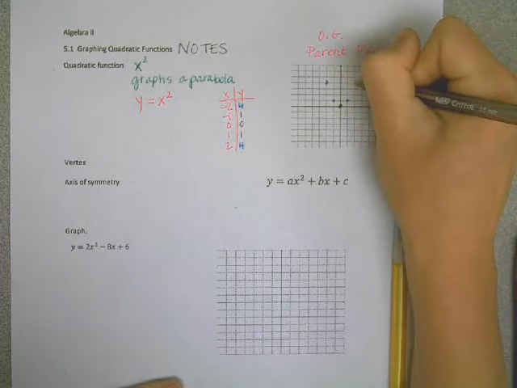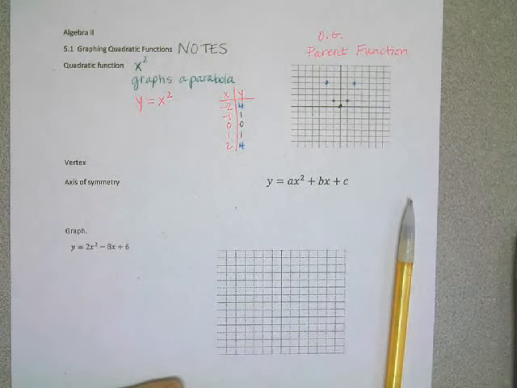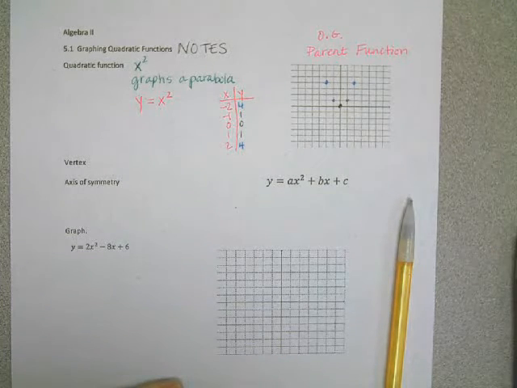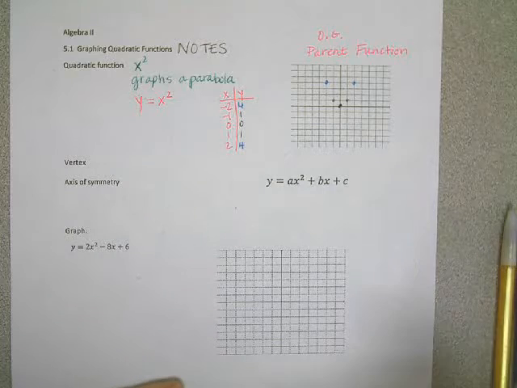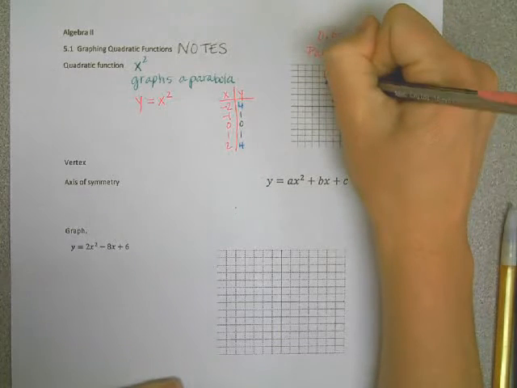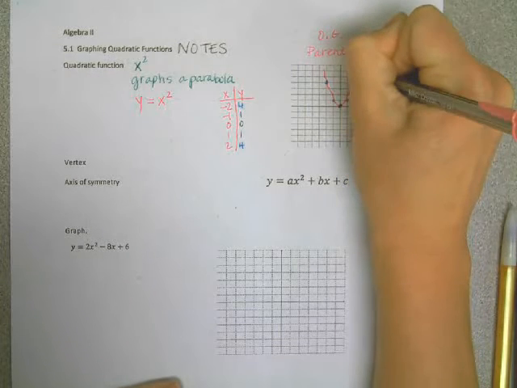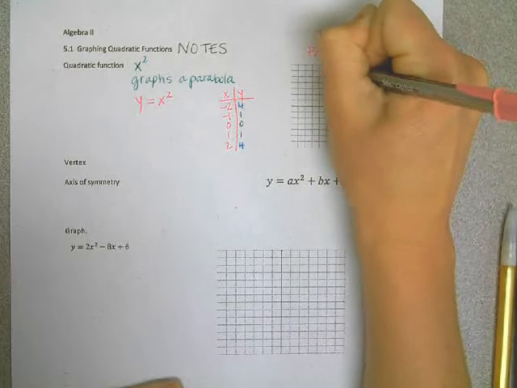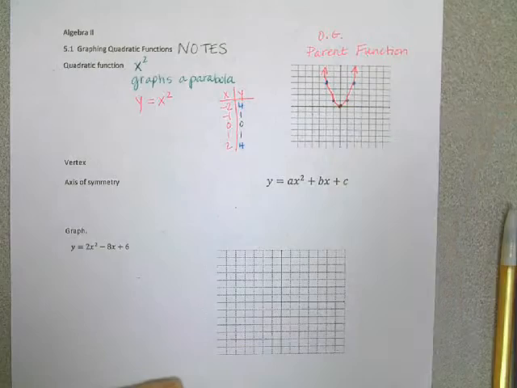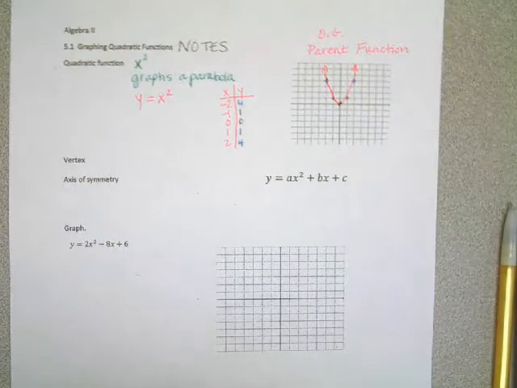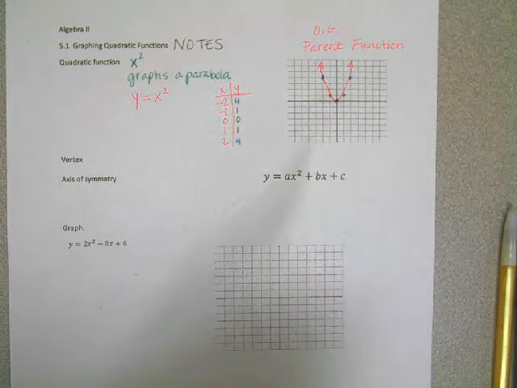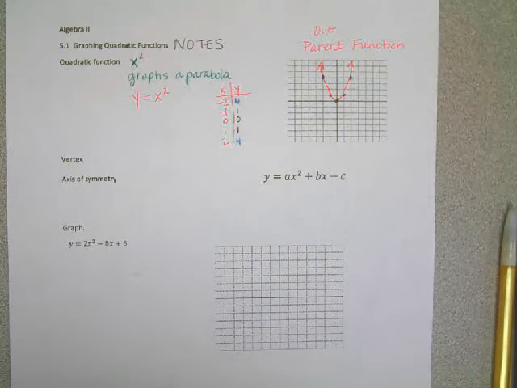So it looks like this shape right here. It is not a V, that is absolute value. This graph is a U-shaped graph. So here's your OG graph, your original graph. And it looks like a U. Should be smooth, not shaky like that one. So everything is based off this parent function.